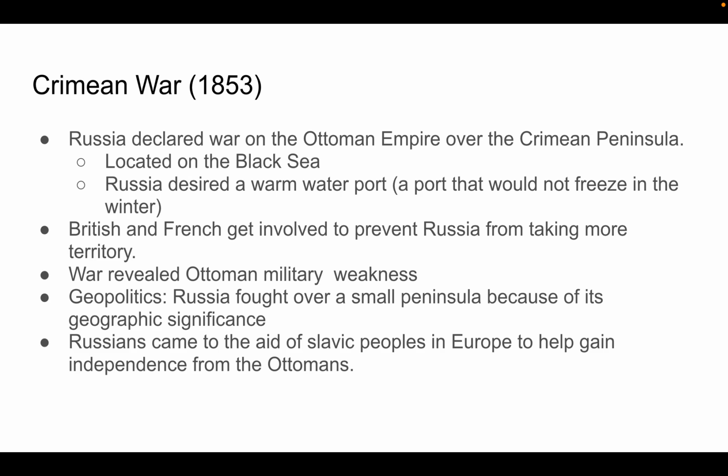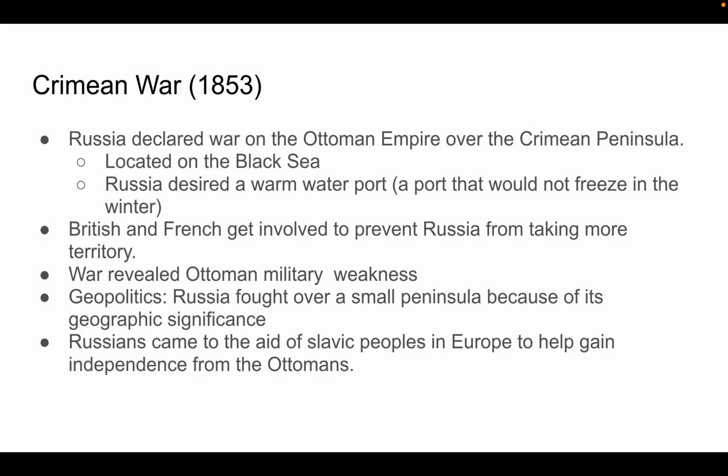And here you have Russia fighting over this small peninsula, but they're fighting over it because it has a lot more geographic significance, right? It has a significant geographic benefit or advantage to the Russians. The British and the French, in this effort at geopolitics, don't want to see Russia expand. Russia has always been seen, for hundreds of years now, as a threat to European order. And so they don't want to see Russia expand. So the British and the French get involved on the side of the Ottomans.